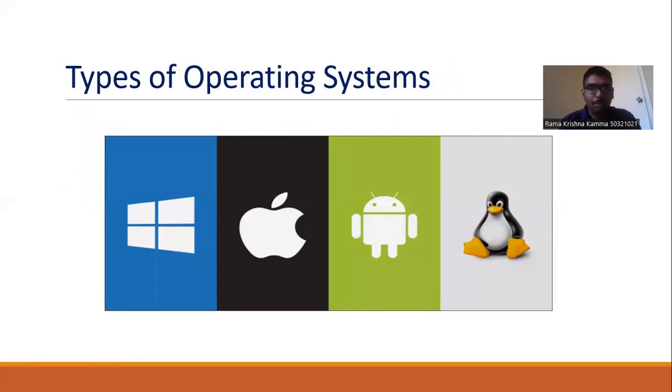Coming to the different types of operating systems in the present world, different kinds of operating systems exist. From Microsoft, it is the Windows operating system. From Apple, it is the Mac operating system. Then there is the Android operating system, which we are discussing right now, and Linux. Each and every operating system has its own unique features.